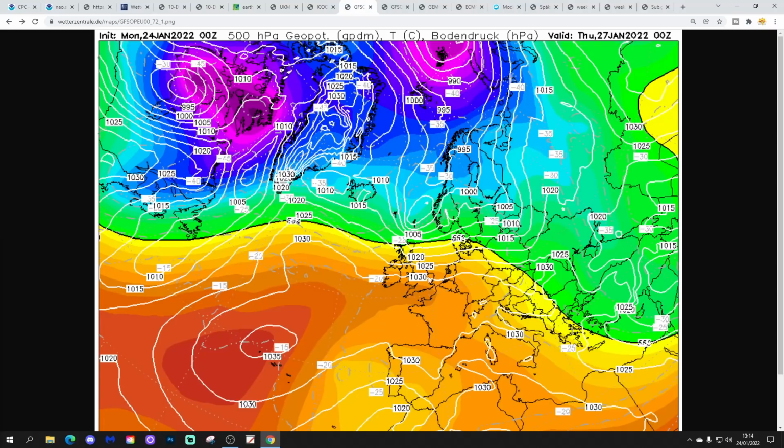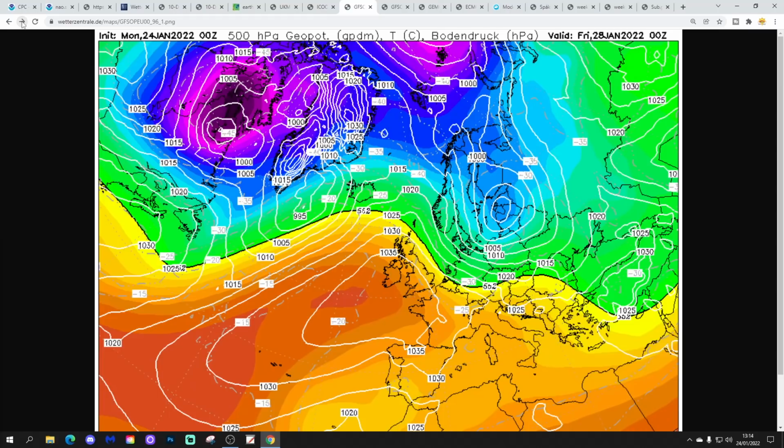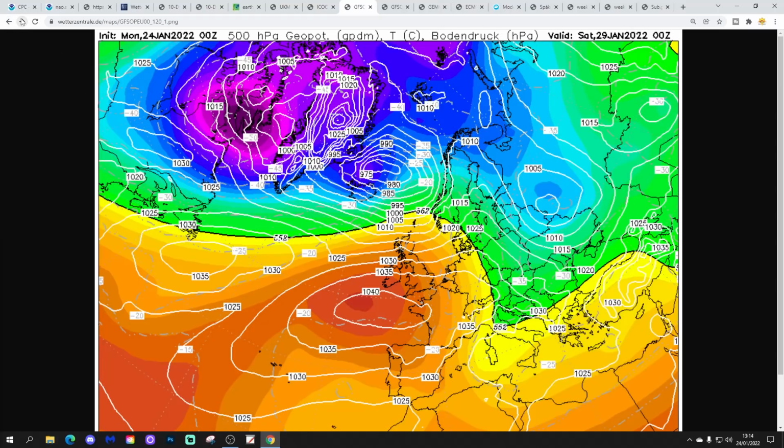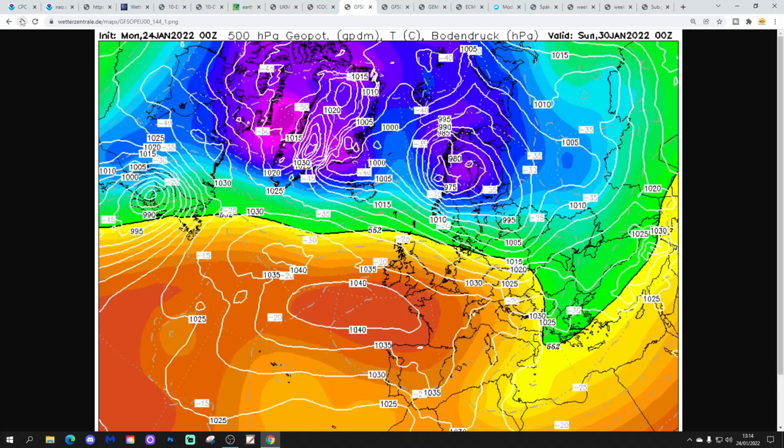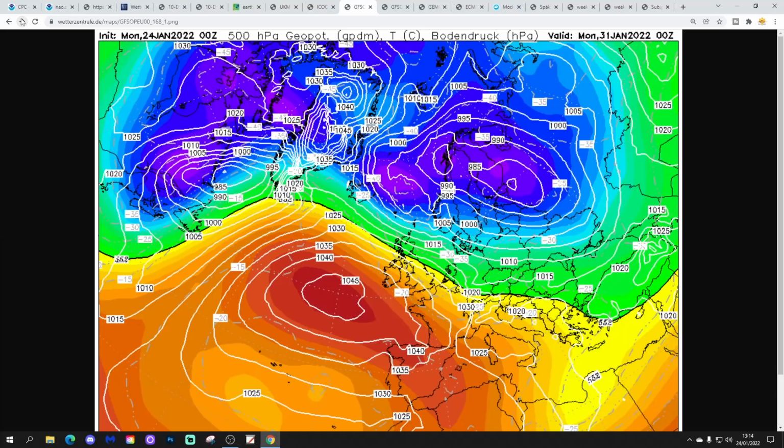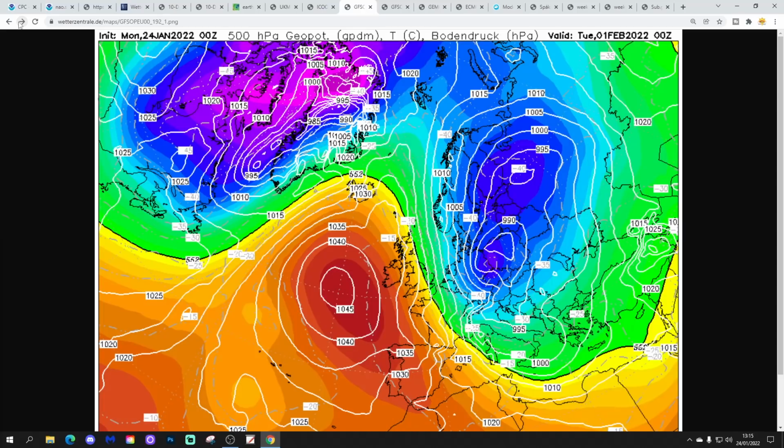GFS midnight run, again looking pretty zonal on Thursday with high pressure just to our west and southwest, all flat and westerly into the weekend as well, reasonably mild too. And then into the early part of next week, high pressure just pulls out farther to the west to allow something a little bit cooler or colder to move in from the north and the northwest. A big old northerly blast for most parts of Europe.